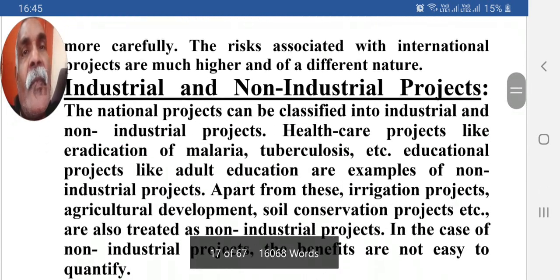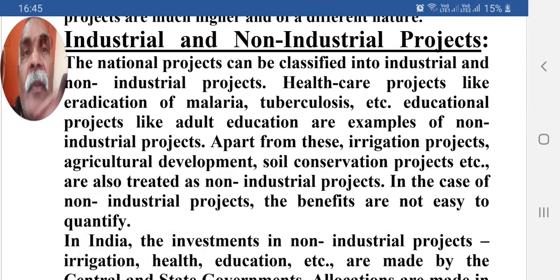Now come to national projects, which are classified into industrial and non-industrial projects. National projects can be classified into industrial and non-industrial projects. Non-industrial projects are those projects like healthcare projects. This healthcare project is not an industrial project, is not an industry.